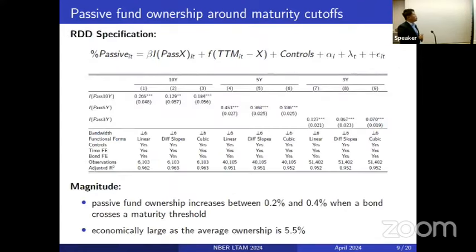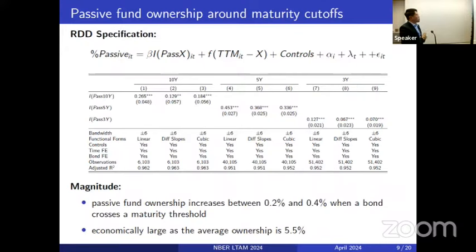The next thing we want to do is formally test this in a regression discontinuity setting. So here the dependent variable is passive fund ownership, and the variable we are interested in is the dummy variable equal to 1 if a bond has crossed the maturity cutoff. And here we control for a nonlinear function of the running variable, and we also control for observable bond characteristics. And very importantly, we also control for time fixed effects and bond fixed effects. Effectively, we are comparing the same bond before and after crossing the maturity cutoff.